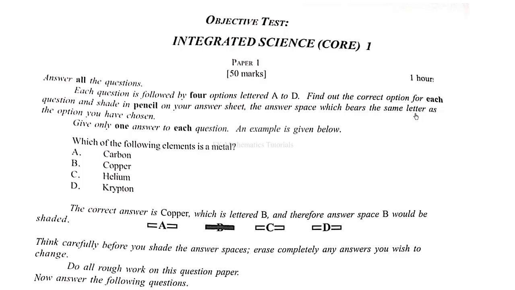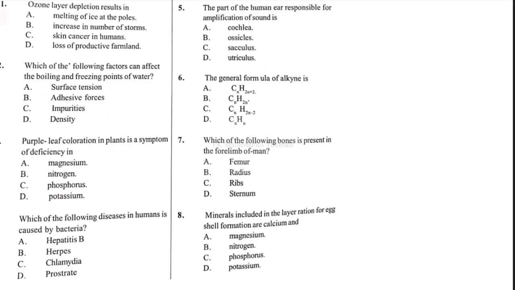Hello, you'll be writing your integrated science paper very soon. So let's prepare. This is objective test, integrated science paper 1. We'll be solving questions 1 to 50 in this video. This is for 50 marks. So let's begin. So we have the first question here.